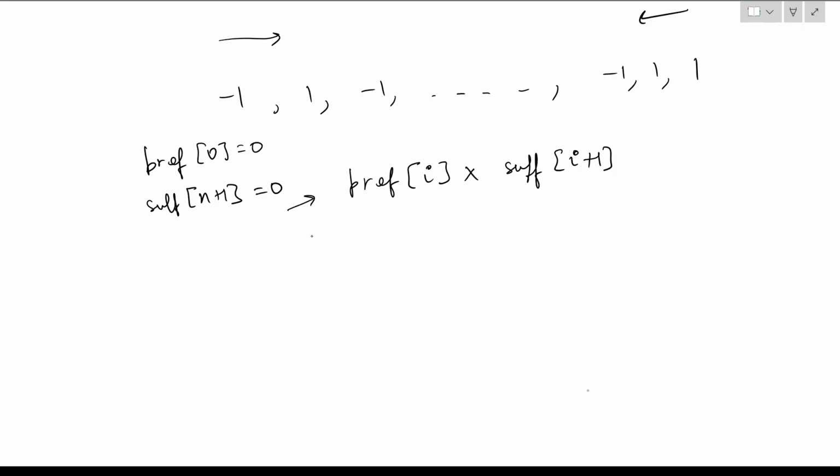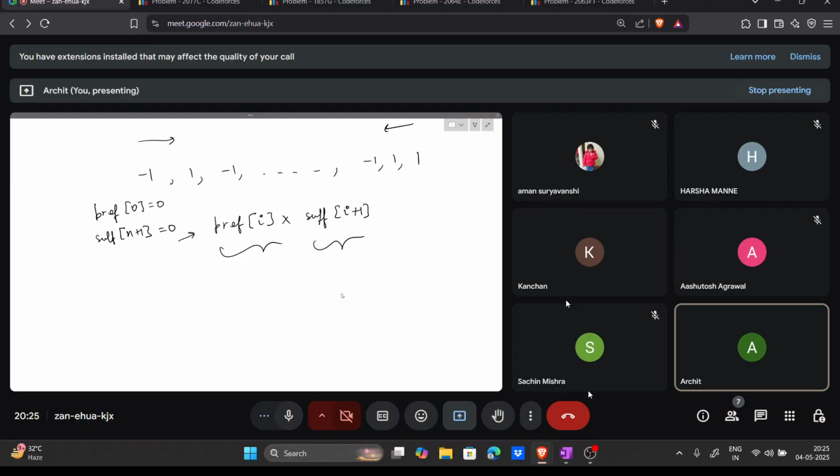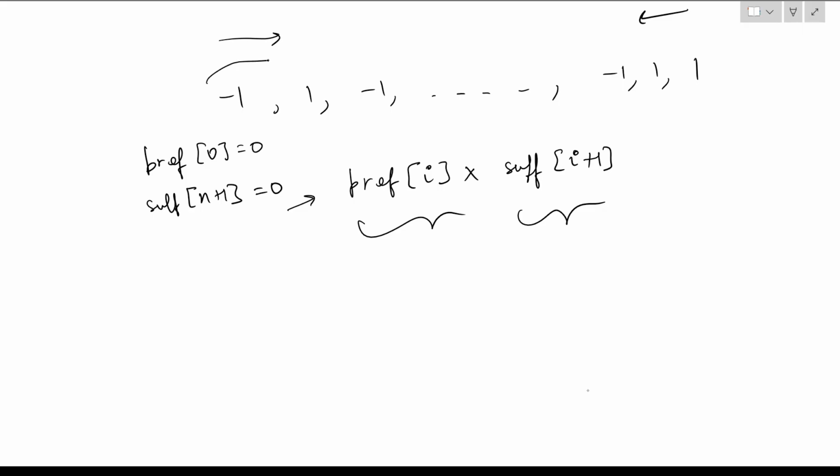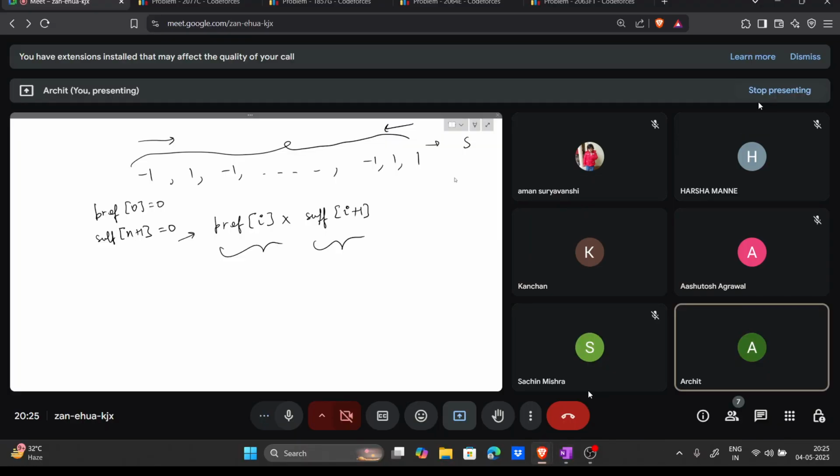Now, we have prefix of I times suffix of I plus 1. And there is something very interesting about these two numbers. Can anyone tell me what that is? So I will give a hint. The description comes from looking at the total sequence and assuming that it has a total sum of, let's say, S. If the prefix I is something x, then suffix I is s minus x.